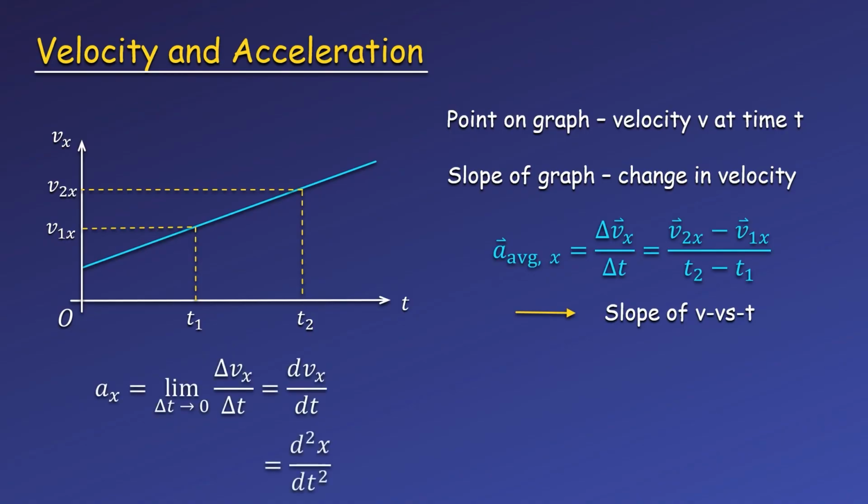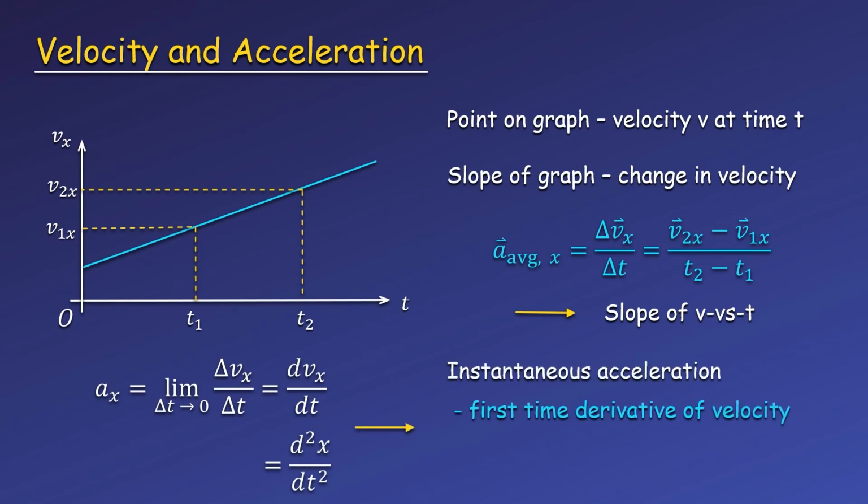We also define the instantaneous acceleration in terms of derivatives from calculus like we did for instantaneous velocity. In this case, acceleration is the first time derivative of velocity, which means it's also the second time derivative of position. Again, we usually just call this acceleration instead of instantaneous acceleration because for most of our cases in intro physics, we look at constant acceleration.